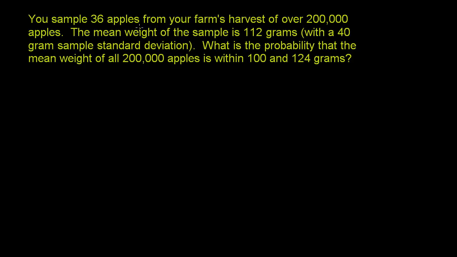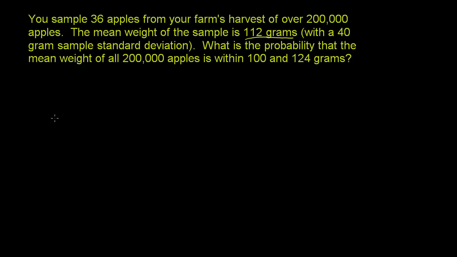You sampled 36 apples from your farm's harvest of over 200,000 apples. The mean weight of the sample is 112 grams with a 40-gram sample standard deviation. What is the probability that the mean weight of all 200,000 apples is within 100 and 124 grams?